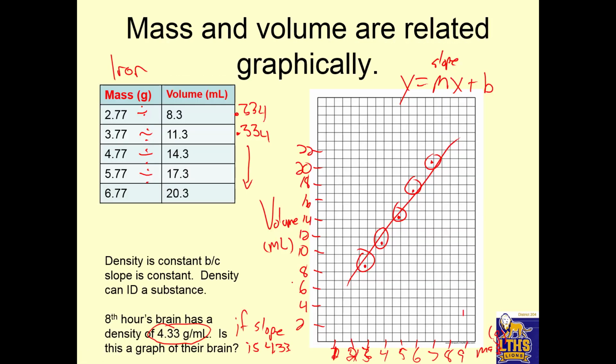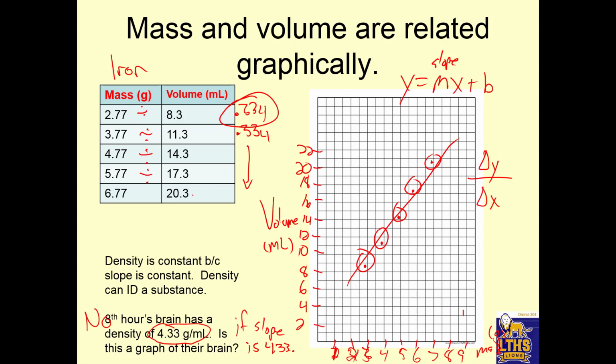But what's the slope here? The slope here is 0.334, right? So the slope is 0.334, so the answer is no. Another way to find slope is to take 2 points, any 2 points, and you do change. Remember, delta is triangle, change in y over change in x.